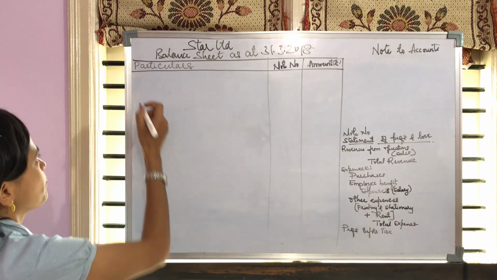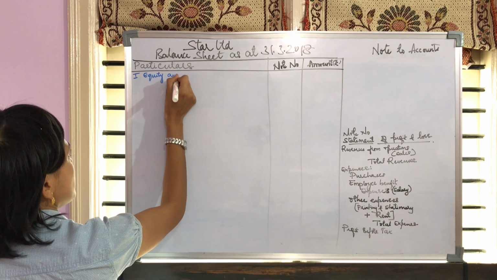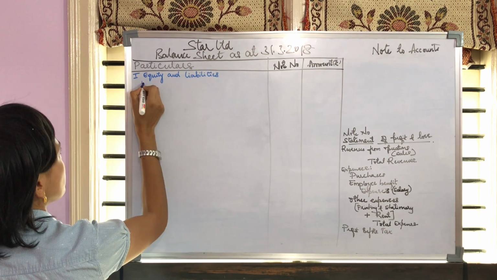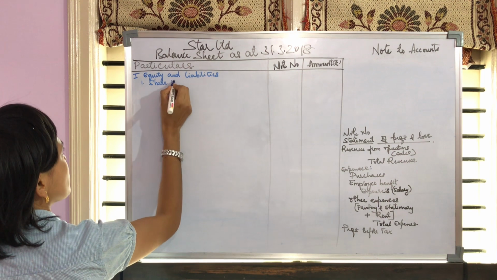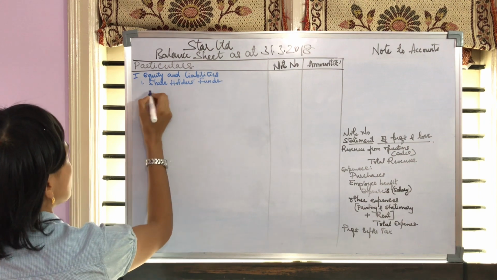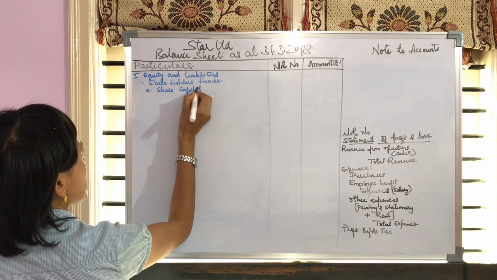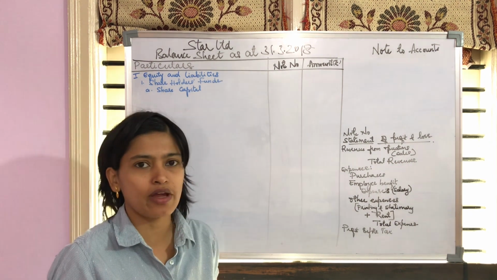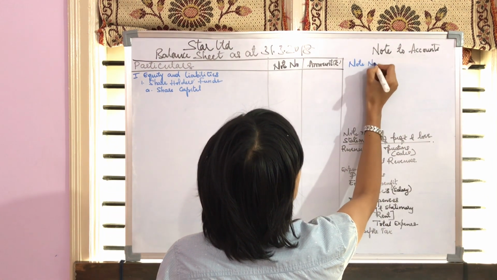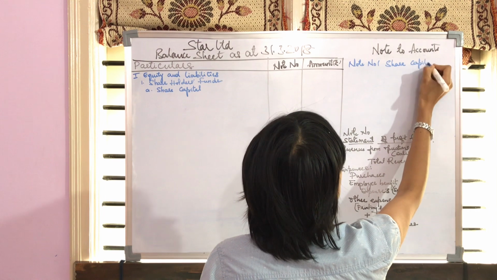So the first item over here is equity and liabilities. So first we have shareholders funds, followed by share capital. In the question there is mentioning about equity shares and preference shares. Hence we will prepare note number 1 for share capital.